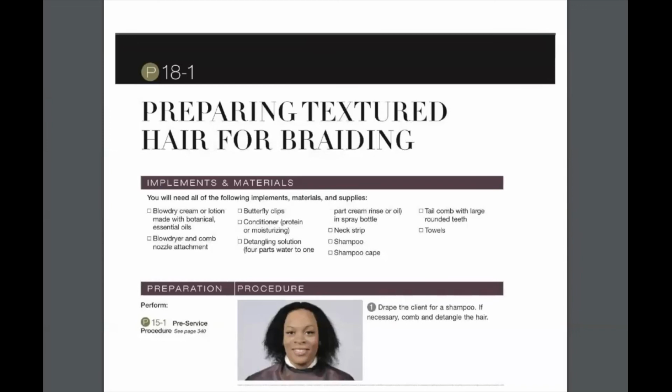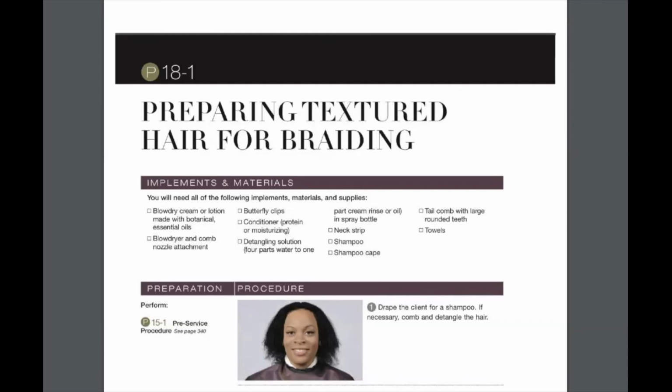So for our homework today, I want you to read the chapter, go over it again, and do the final exam as well. And for our activity, I want you to set up your mannequin for a dry hairstyle service. You want to section the hair into 4 sections on the head. You want to do 2 in the front and 2 in the back.